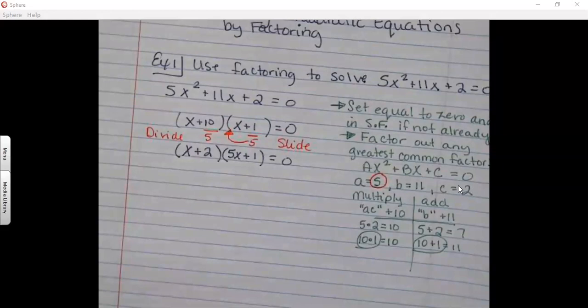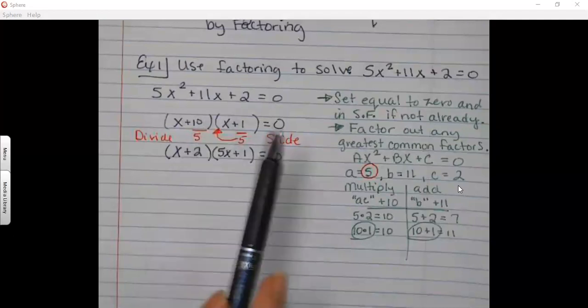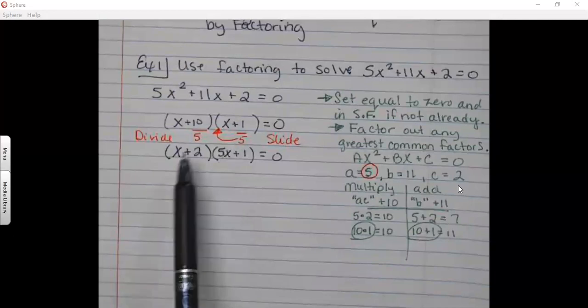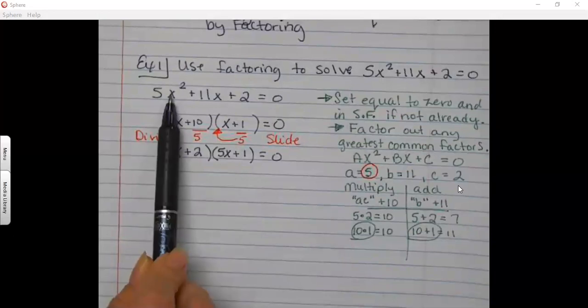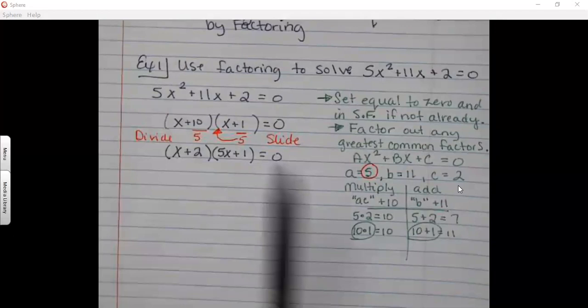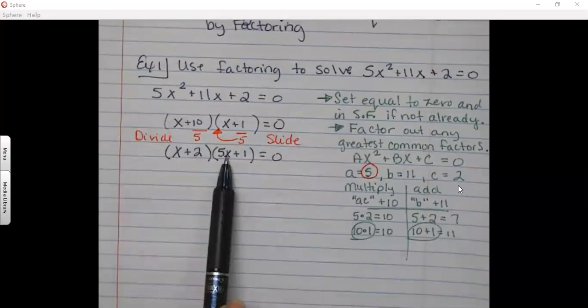I'm telling you that x plus 2 times 5x plus 1 would give me 5x squared plus 11x plus 2. Do you believe me? Well, let's just multiply it out in our head. We won't write it out, okay? If I distribute and get rid of the parentheses, I should end up with what I started with. So x times 5x is what? 5x squared. Notice my first term is 5x squared. x times positive 1 is 1x, and 2 times 5x is 10x. So 1x plus 10x is 11x. Isn't that my middle term? Yeah. And then 2 times 1 is 2. That's my last term.